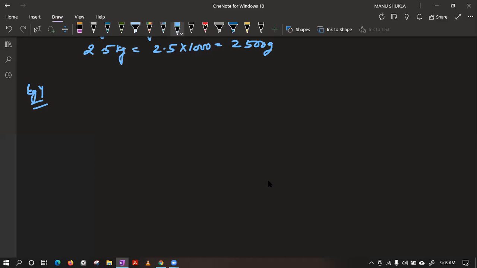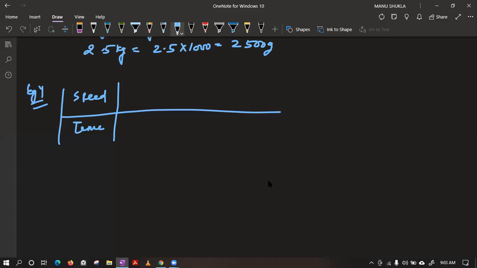A train is moving at a uniform speed of 75 km per hour. So we have a train moving at a particular speed, and there is some time given to you. Speed and time are two real quantities, and we need to first understand whether these are direct or indirect. Please tell.